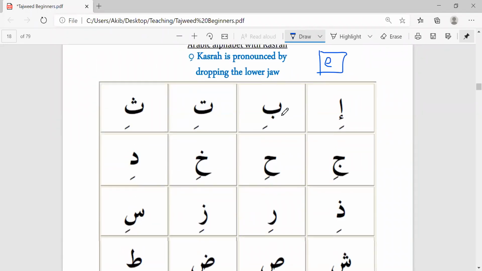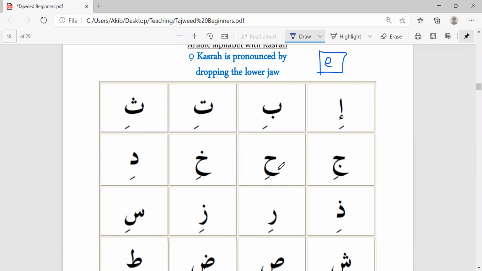The ba is going to be bi. The ta is going to be ti. Remember to keep the ta nice and light, the tip of the tongue between the gums and the teeth. The tha is going to be thi. Again, tip of the tongue touching the tip of the top two teeth. Make sure you're not saying si. Si isn't correct. Make sure you're saying thi. The jim is going to be gi.